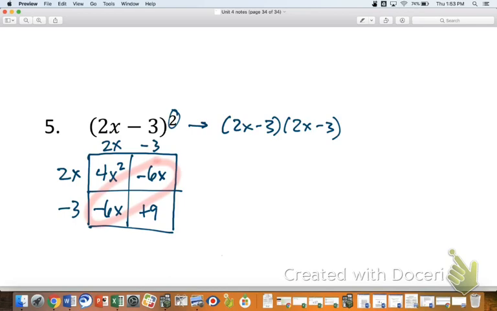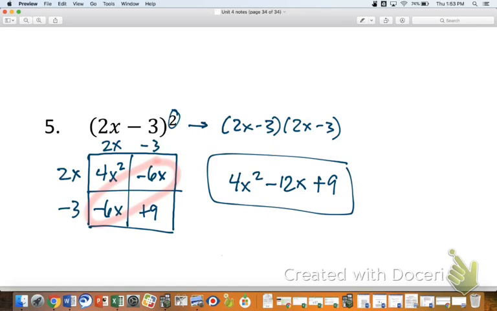So when I write this out as my answer, it would be 4x squared. What is negative 6x plus negative 6x? There we go. And then we put in the plus 9 to finish it off. It's in descending order, and we're good. By the way, if I was going to name that polynomial, I would call it a trinomial. The degree would be 2. The lead coefficient would be 4. So that's old stuff, but yeah. All right. Great job.